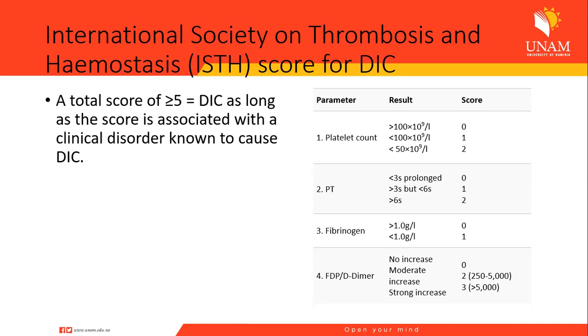Your D-dimer, if there's no increase, 0. When there's a moderate increase between 250 and 5,000, you score the patient 2. When there's a strong increase of greater than 5,000 D-dimers in the serum, you score the patient 3. Now, a total score of more than 5 or equal to 5 correlates with DIC, but you must interpret this in the background of risk factors for DIC.